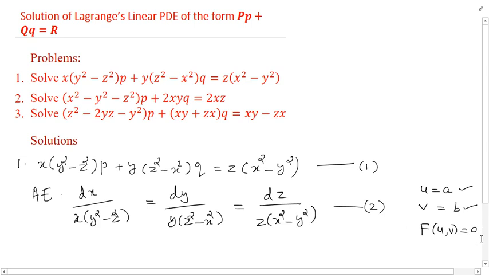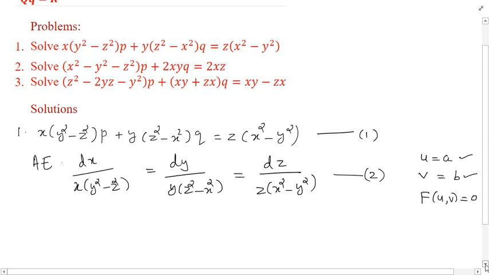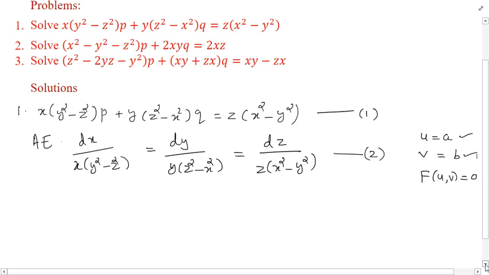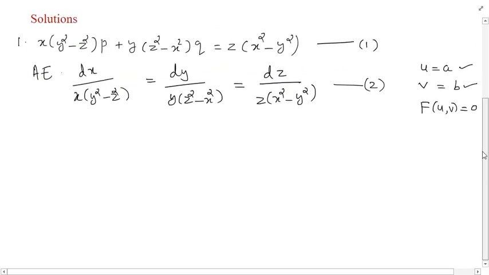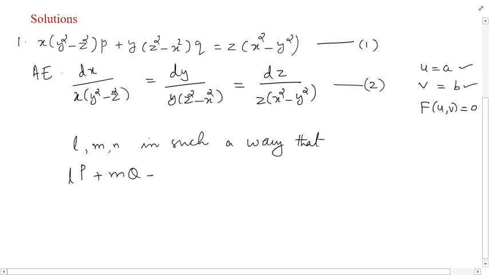Now in this case, by the method of grouping, you cannot find any two ratios. So we will go for the method of multipliers. Then in the method of multipliers, we will find some multipliers L, M, N in such a way that LP plus MQ plus NR equal to 0 and L dx plus M dy plus N dz is an exact differential.